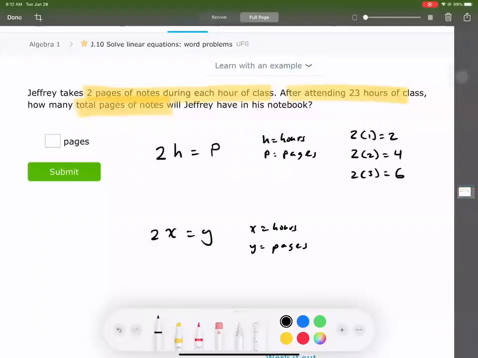Now, a big deal here is the variables don't really matter. It's just to help you. You can use x and y, you can use h and p, you can use t for time if you want. The idea is that we use the labels to represent what we're going to plug in or what we want to find out. Variables are what we plug in, that's changing. We use the word variable because this number is constantly changing, but the 2 here is a constant. We're always going to get 2 pages for every hour. So if we use this equation, for 2 pages per hour and 23 hours, we have a total of 46 pages.